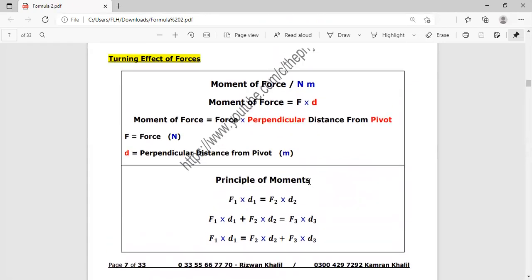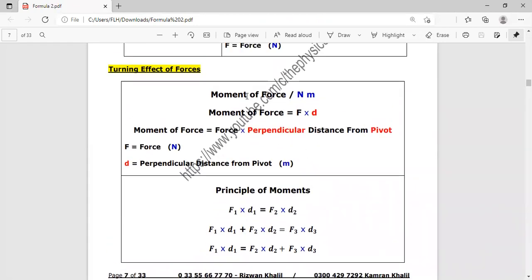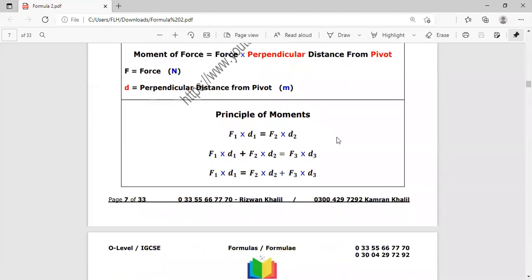Then turning effect of forces. The formula of moment of force is equal to F into D, where F stands for force and D stands for perpendicular distance from pivot. And then principle of moment. The formula for the principle of moment is F1 D1 is equal to F2 D2, where F1 stands for force 1, D1 stands for distance of force 1 to pivot, F2 stands for force 2, and D2 stands for distance of force 2 to pivot.